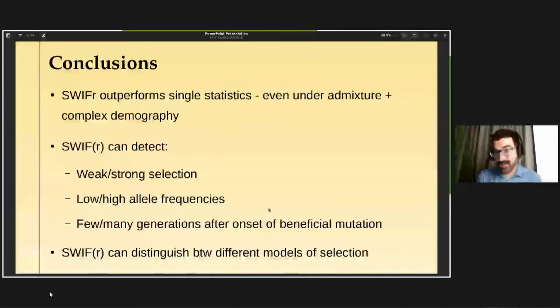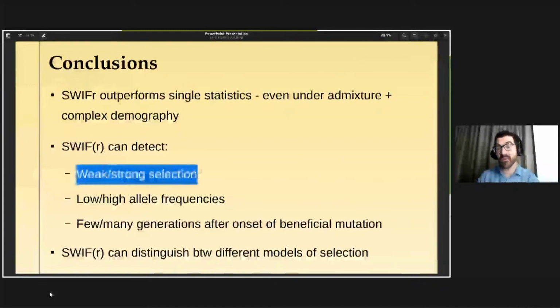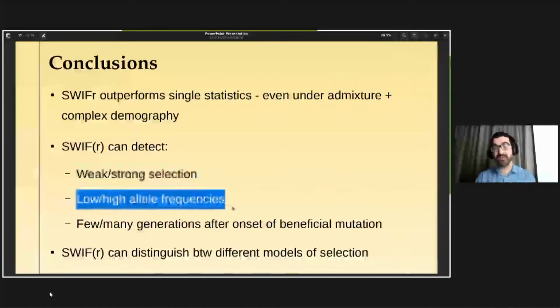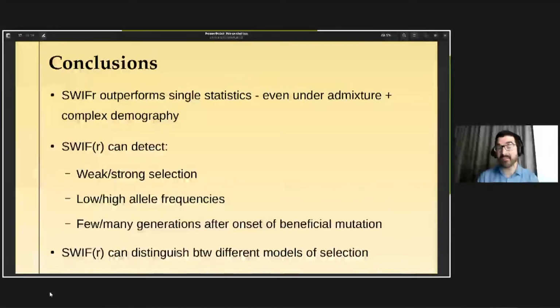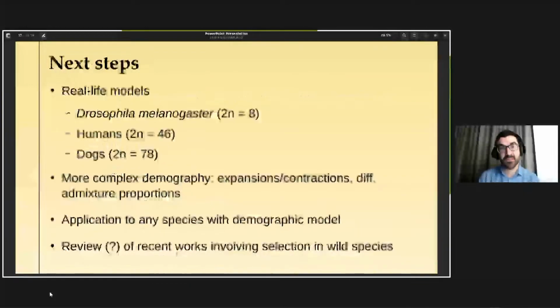I'm still working on this. There are still many plots that I can show you, but it will take me days. I just want to bring in the ideas, and also focus on how important this could be for conservation. We can see that SWIFR is not only outperforming single statistics, but even under admixture and complex demography, it can detect weak or strong selection, low or high allele frequencies, and few or many generations after the onset of the beneficial mutation. And it's able to distinguish between different models of selection.